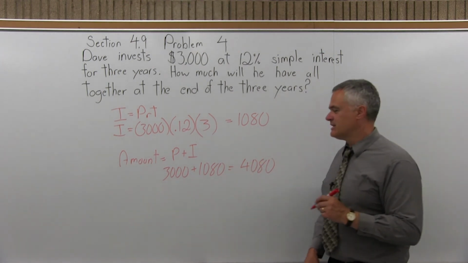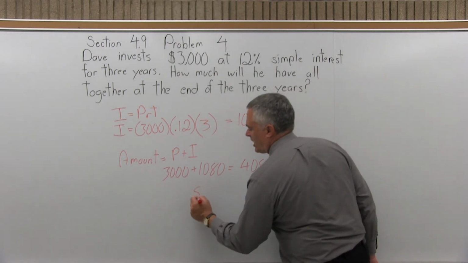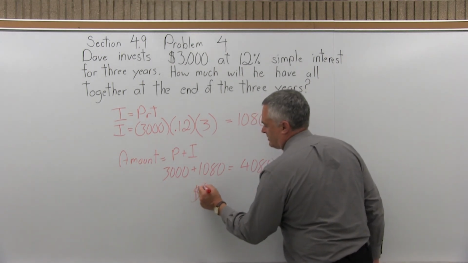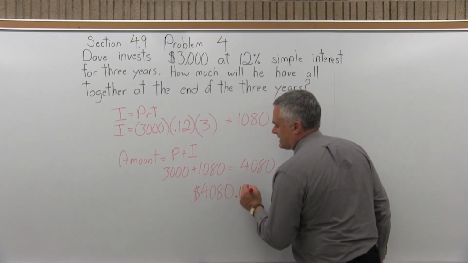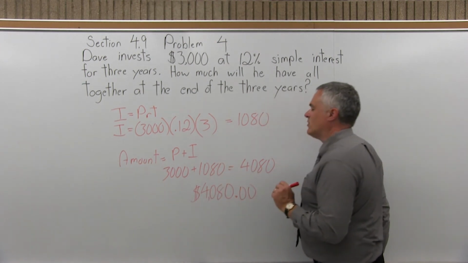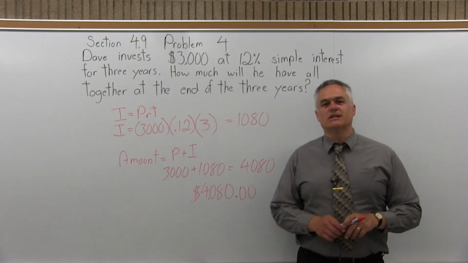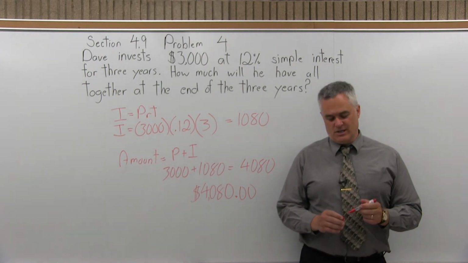3,000 plus another 1,080. And again, to do a nice job, you can include a dollar symbol because this is money, and put 4,080 and no cents. You can even put in a comma after the 4. $4,080 and no cents is how much money Dave has altogether at the end of the 3 years.